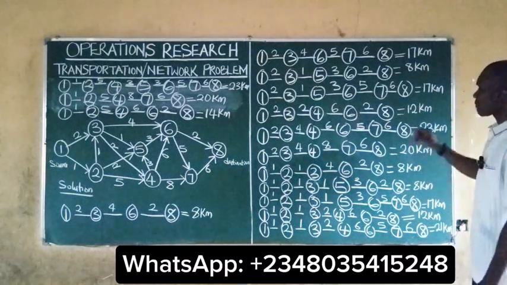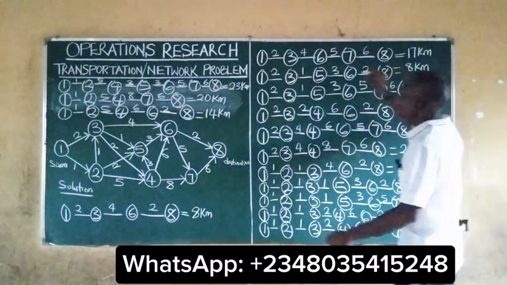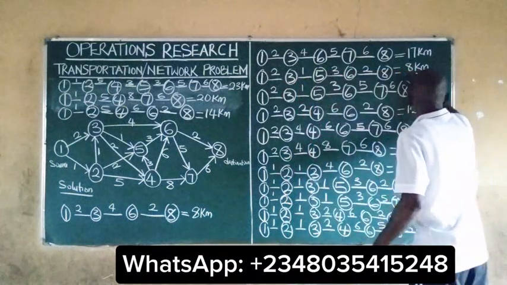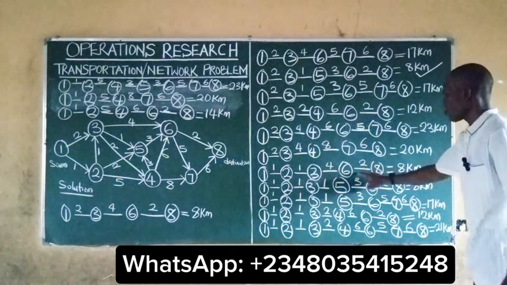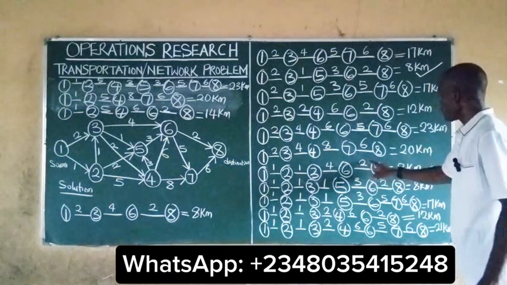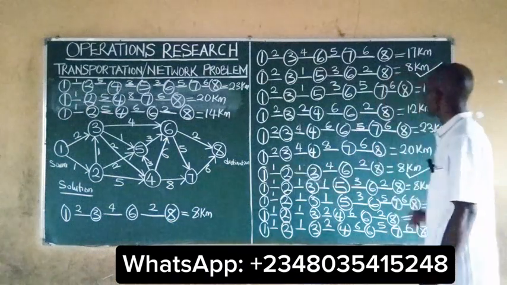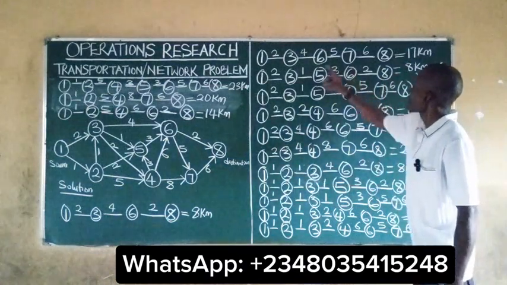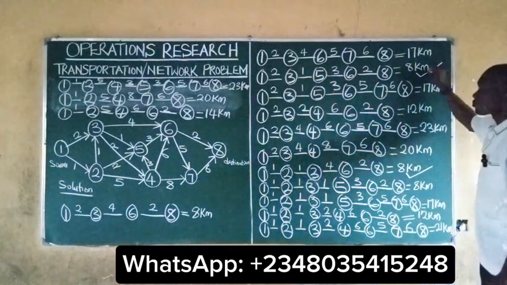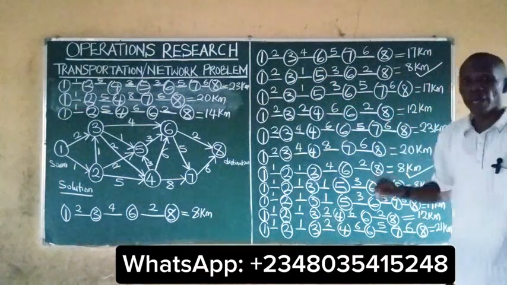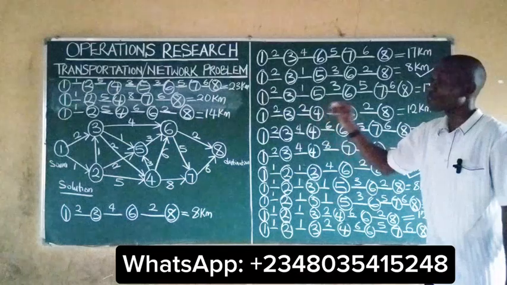And that path is this route and this route. Because here we have 6, 7, 8 kilometers. Here we also have 5, 6, 7, 8 kilometers. So these two routes are the shortest paths in this transportation problem.